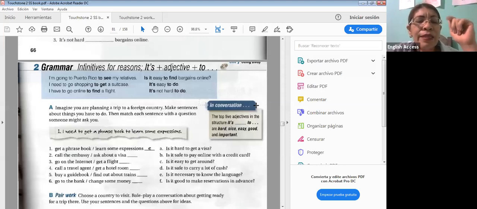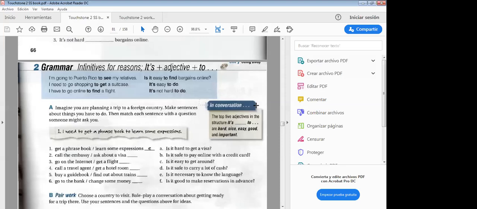Example number one says, to get a phrase book, learn some expressions. So it's like this: I need to get a phrase book to learn some expressions. Now this is with letter E: Is it necessary to know the language? So that's what you're going to do. If you have your notebook or a piece of paper, I want you to complete the sentences and then match the columns. Okay, so let's do it, Luis, please.